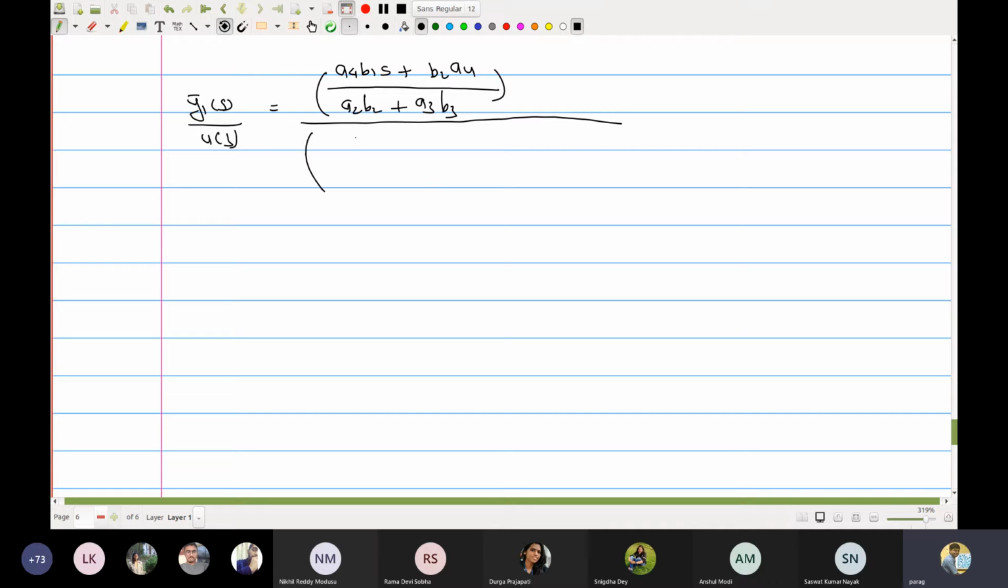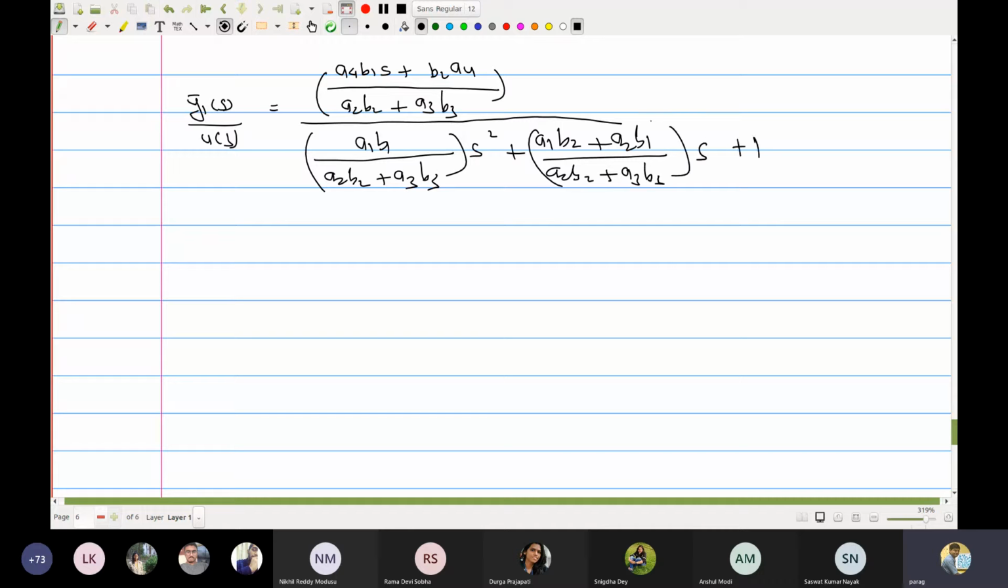So the denominator would be a1 b1 upon a2 b2 plus a3 b3 s squared, plus a1 b2 plus a2 b1 upon a2 b2 plus a3 b3 s, plus 1. This is the transfer function for the first one.